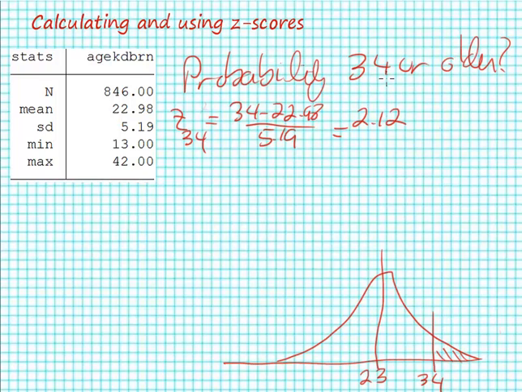There's our z-score. So we know that this value of 23 converted to a z-score is 0, and the value of 34 converted to a z-score is 2.12. Our next step is to go ahead and use the z-table to look up this value of 2.12 to give us the area under the normal distribution between the ages of 23 and 34, and we'll subtract that from 0.5 to get the remaining area, or the shaded in area in the graph at the bottom.